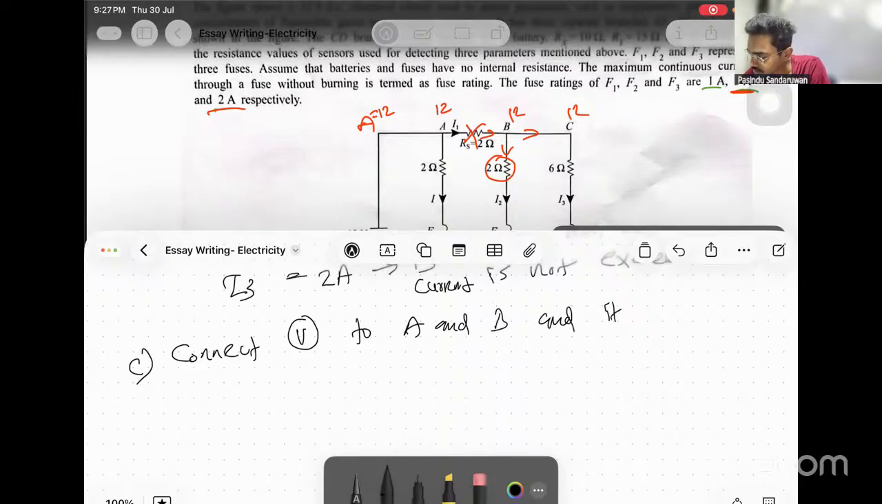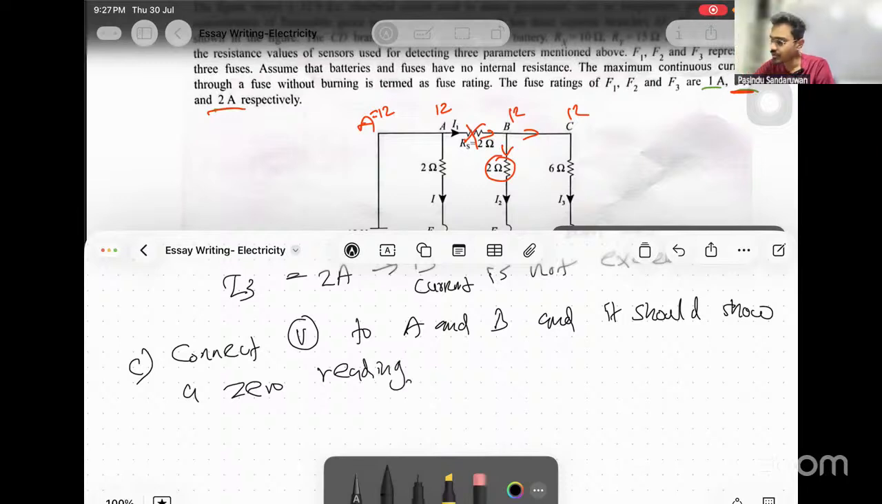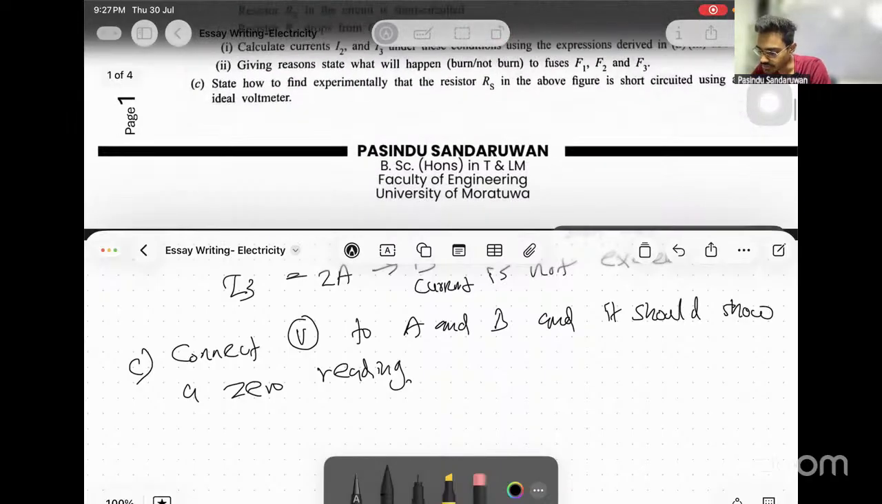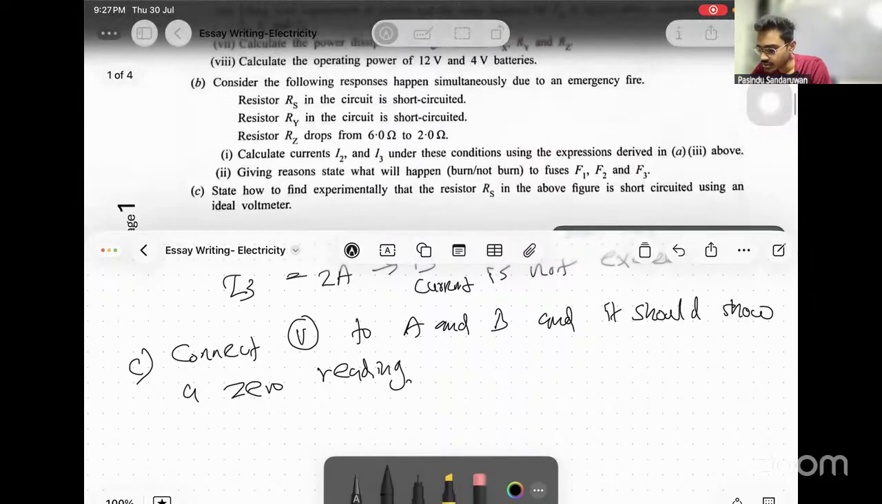Connect it, and it should show a 0 reading. Right, that's a normal question. Okay, first one is done.